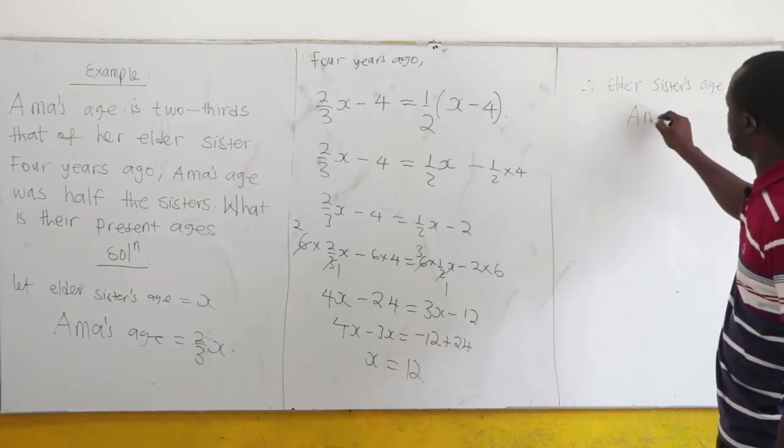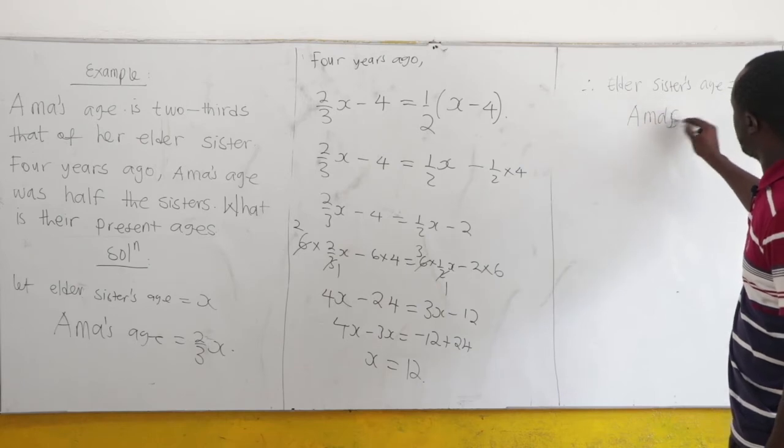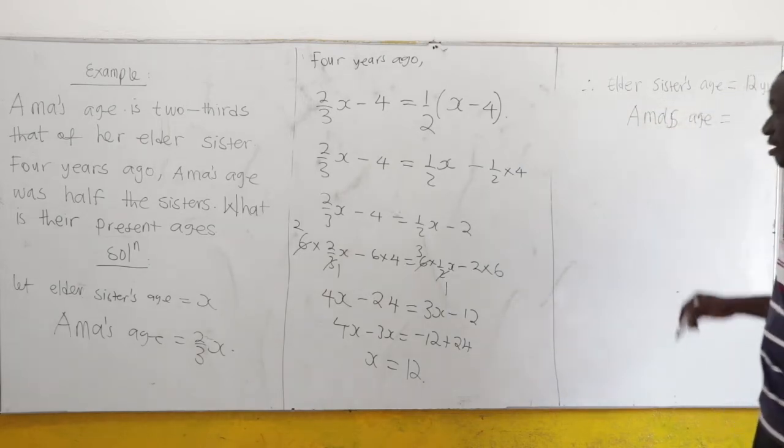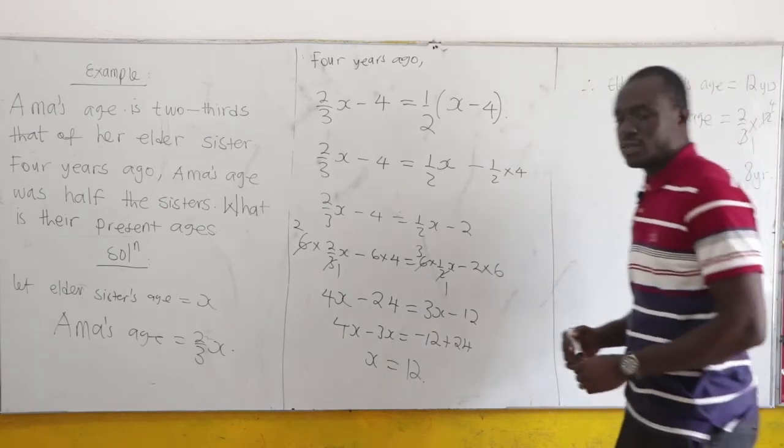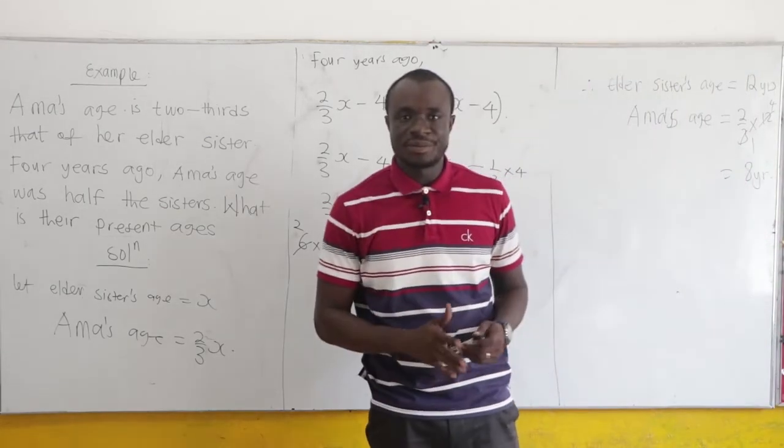And Ahmed's age, that is 2 over 3x. So 2 over 3 times 12. 3 will go into 12, 4 times. 2 times 4, we have 8 years. And that is very easy.